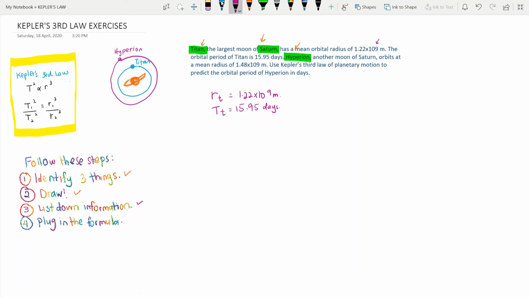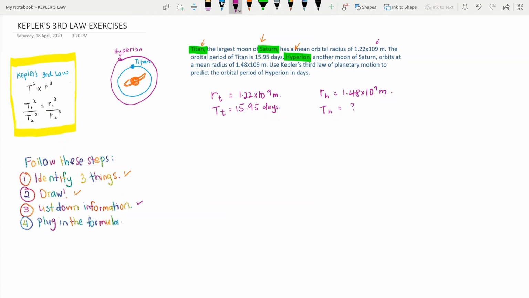Okay, apa lagi maklumat dia cakap? Hyperion pula, radius of orbit dia pula adalah 1.48. So R of H, Hyperion, 1.48 times 10 to the power of 9 meters. And then soalan dia, use Kepler's third law to predict the orbital period of Hyperion. So T of H, T of Hyperion is what? Okay, that is what we're going to find.